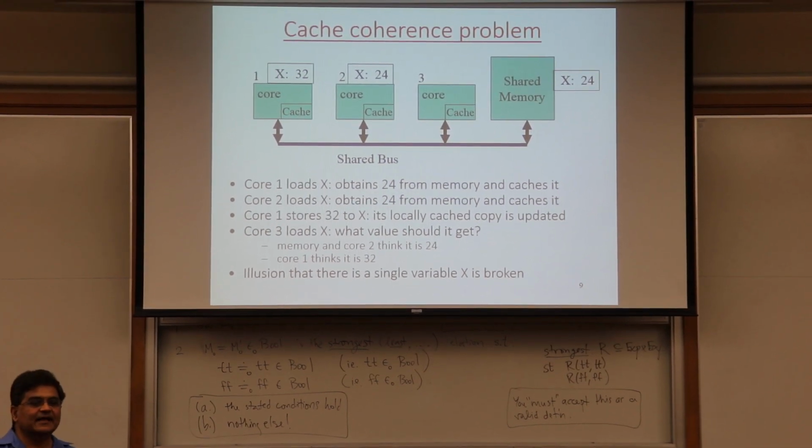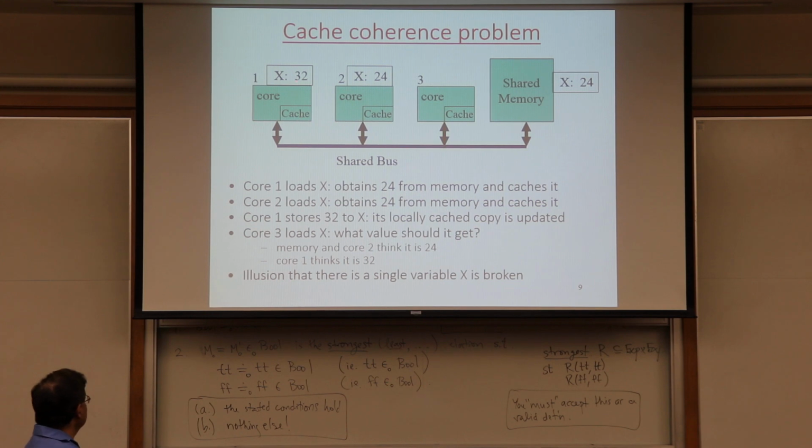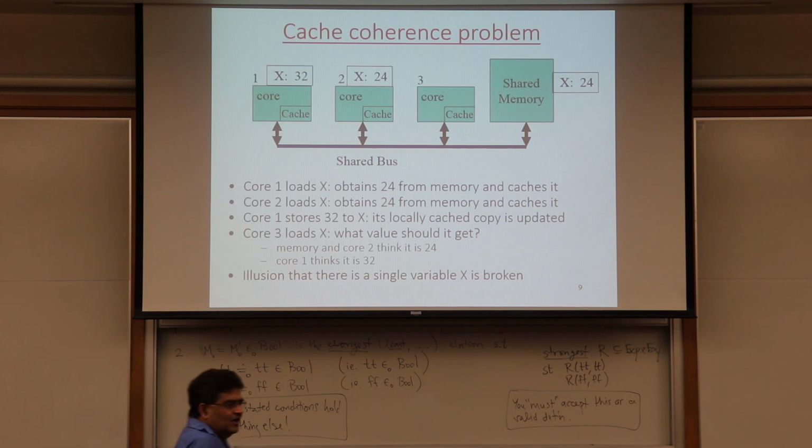But if you have a write back cache, then it's only when this line gets evicted from the cache to make room for some other cache line that you go and write it in there. But notice that even if I had a write through cache, what would happen? Memory would get updated to 32, but core 2 and core 1 still disagree about what x is. One thinks it's 24, the other thinks it's 32. Memory, depending upon whether it's write back or write through, agrees with 1 or 2.